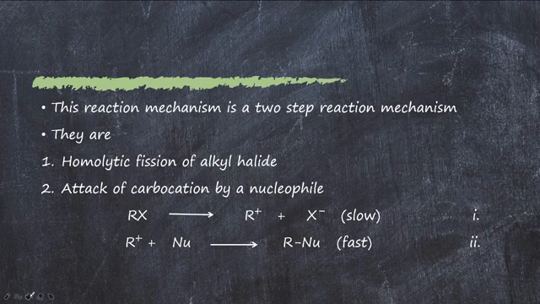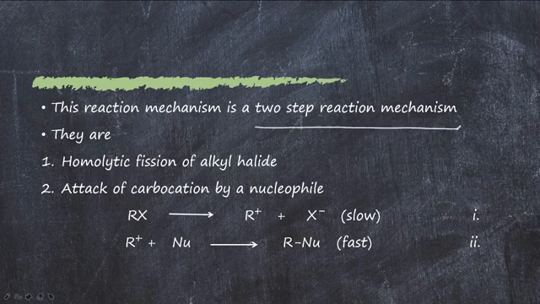So we also saw this slow and fast earlier on. What I'm trying to say is that the first step, the homolytic fission of the alkyl halide, is a very slow step. It doesn't occur quickly. It takes time for the bond to break up, and that first step is a slow step.